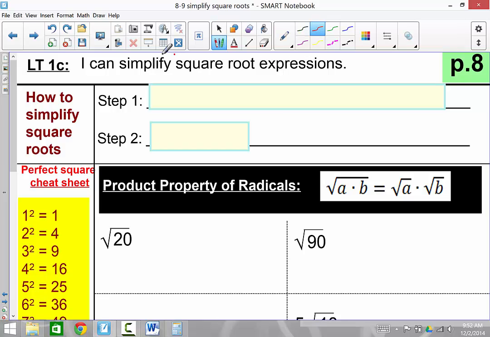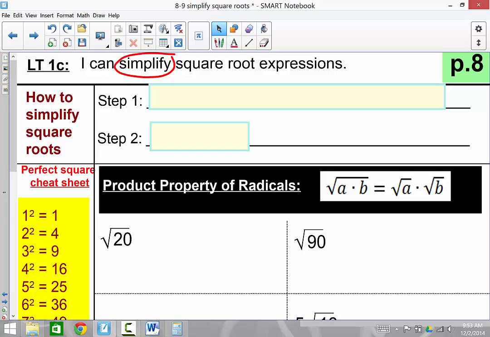Page 8, learning target is I can simplify square root expressions. Key word today is we're simplifying square root expressions today. This is very different from what we did a few days ago when we were estimating square roots. So we're not estimating today, we are simplifying. Okay, so you won't need a calculator because you're not punching in any square roots and finding out the square root of something. We're just simplifying today.